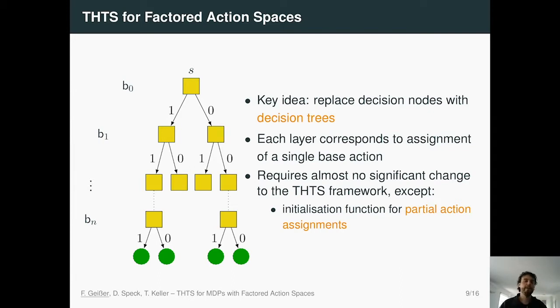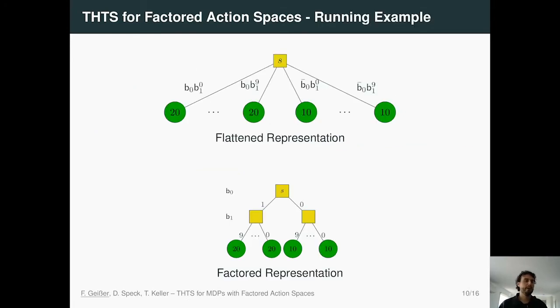And the only really significant change we have to make is, before, each decision node only represented a state, but now a decision node represents a state and a partial action assignment. So we now require an initialization function for states and partial action assignments. And I get back to that later, but for now let's look at our running example. Before, we had this flattened representation where we had one decision node and 20 different successor nodes, and now we have this factored representation where we have this decision node tree.